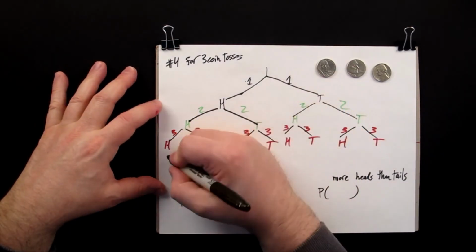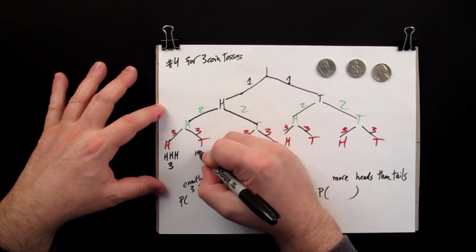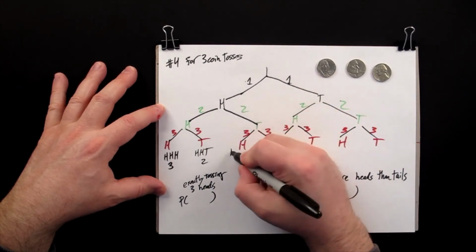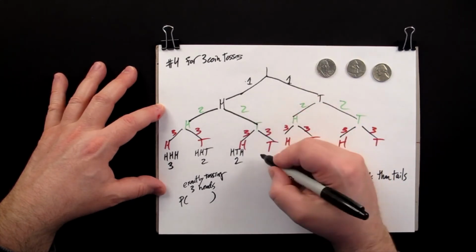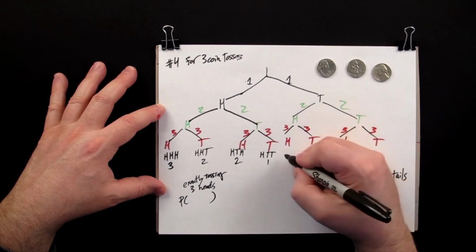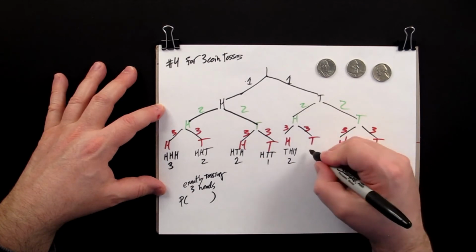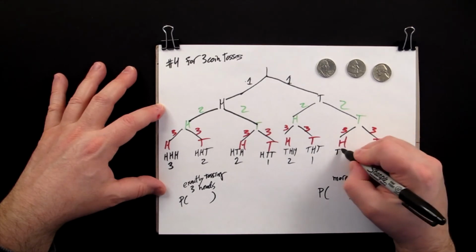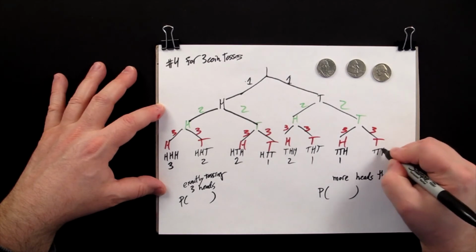So if you trace down here, this you get 3 heads. This you get heads, heads, tails, so 2. This one you get heads, tails, heads. So that's 2 heads. This one you get heads, tails, tails, so that's 1. This you get tails, heads, heads. So that's 2. This one you go tails, heads, tails. So that's 1. This you get tails, tails, heads. So that's 1. And this, the last one is tails, tails, tails. So 0.